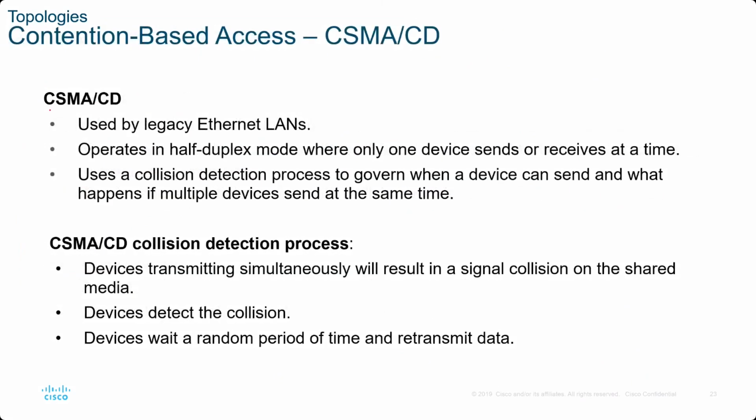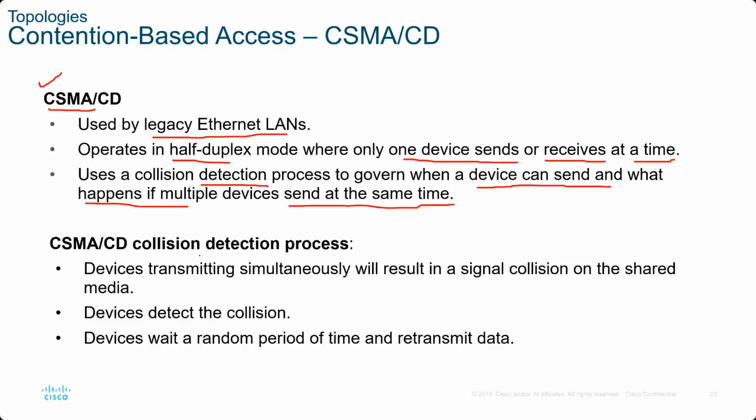Okay. How does CSMA-CD work? Well, in legacy Ethernet LANs like bus topology, where we had half duplex mode, which we don't have in wired connectivity these days, we could only have one device send or receive at a time. And we used a collision detection process to govern when a device can send and what happens if multiple devices send at the same time. So this protocol was deciding this.